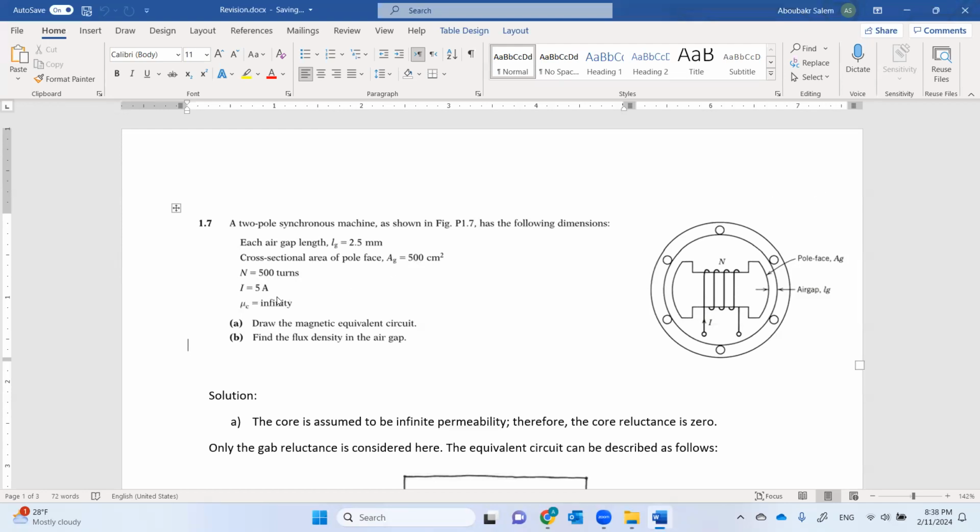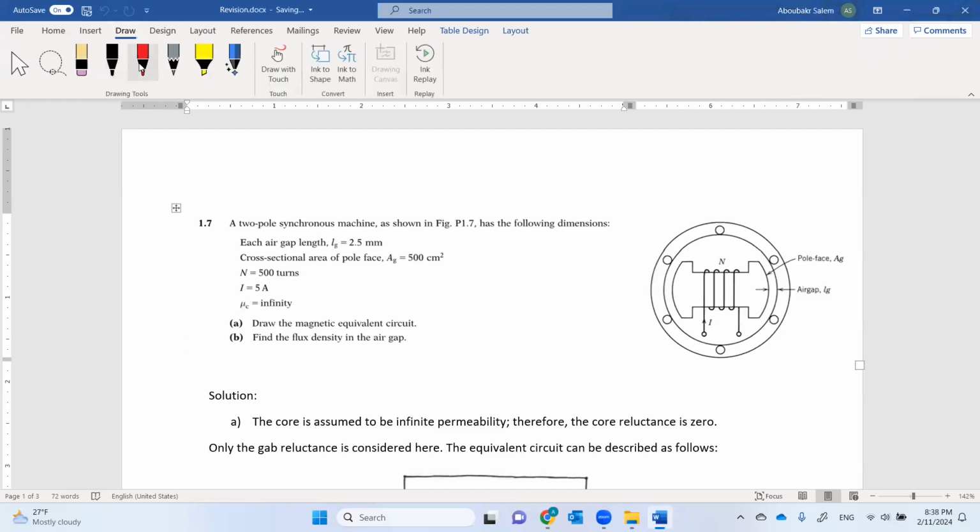This is problem number 1.7 in the textbook. So the problem says here, two-pole synchronous machine, which is shown here in this figure. So as you can see, we have two poles. This is pole number one, this is pole number two. Let's say this is north and this is south. So we have two poles here.